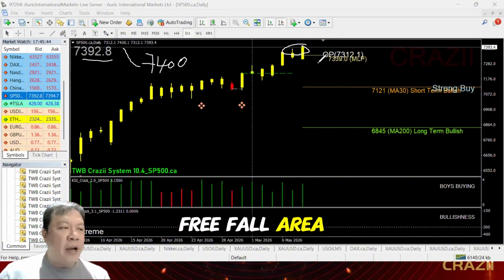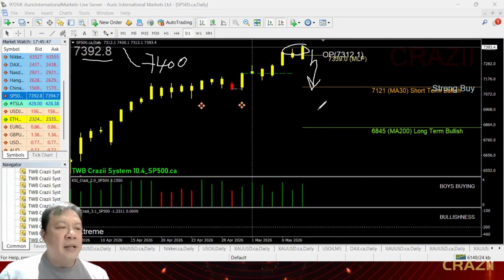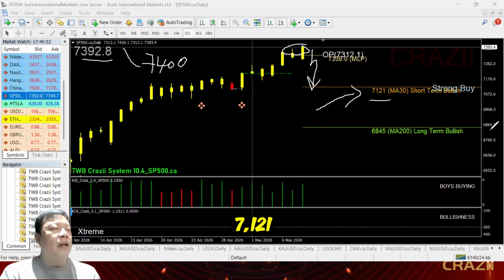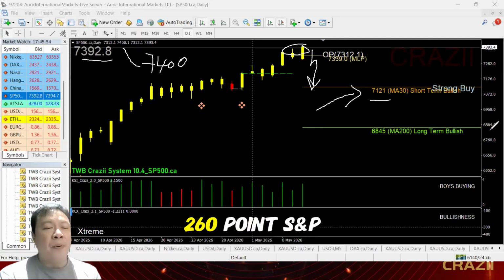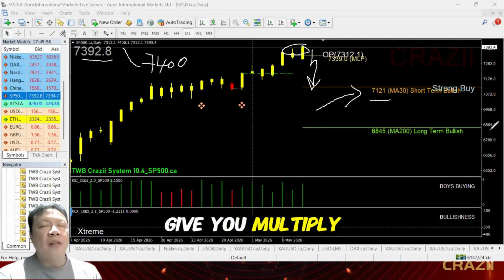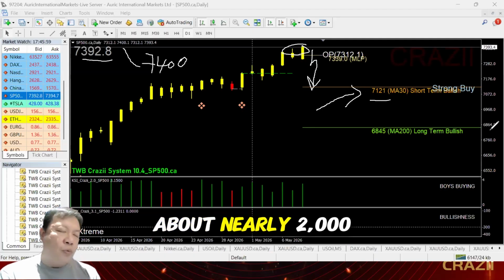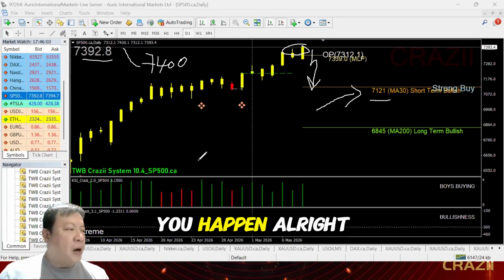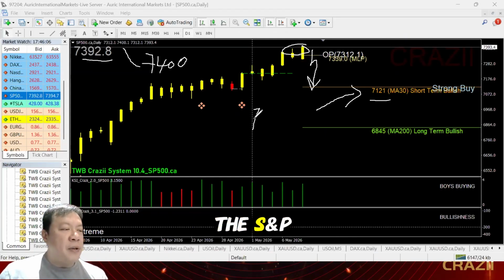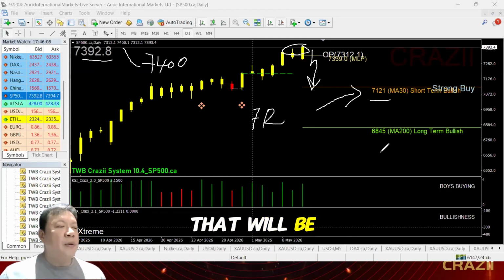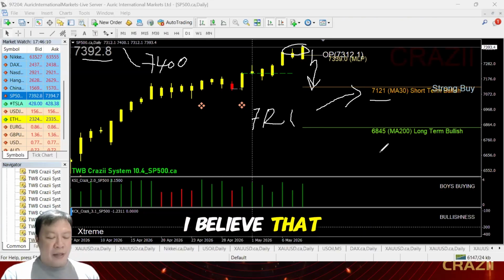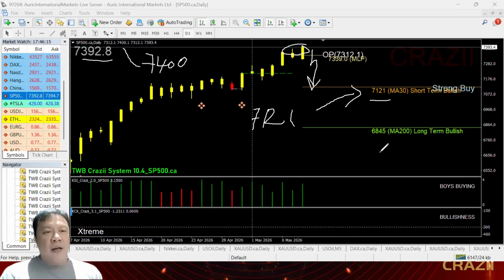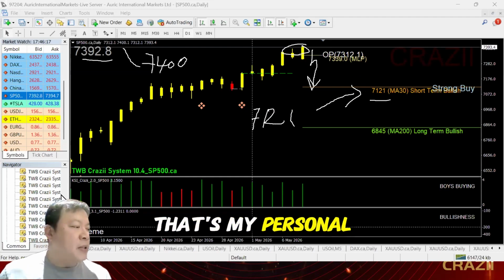And there's a free fall area. If the market does come down fast, there is the MA30 supporting it, and that's about 7,121. That will give us about 260 S&P points. So that will give you a multiply by 8.5, about nearly 2,000 points on the Dow Jones. Okay, so this is going to be a big one if it happens. All right, so remember that the S&P 500 at 7,121 will be the approximate support. Well, I believe that now 7,400 is the maximum count for the S&P at the moment. Yeah, that's my personal take.